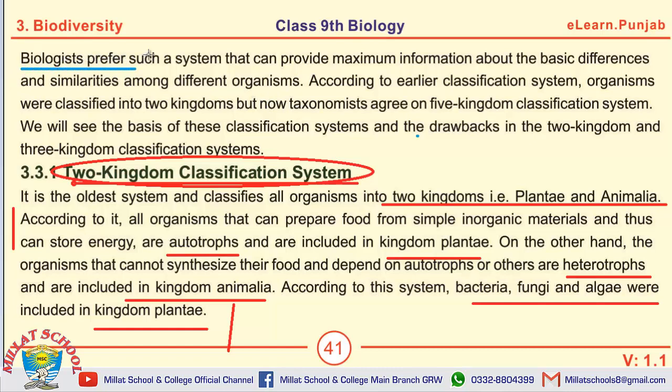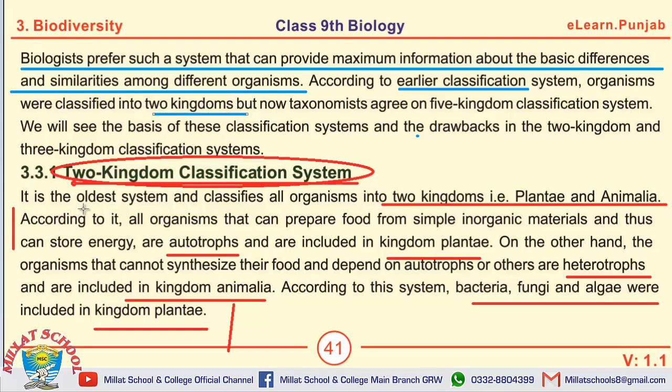Biologists prefer such a system that can provide maximum information about the basic differences and similarities among different organisms. The earliest system of classification was the two kingdom system, the oldest system, and it classifies organisms into two kingdoms, Plantae and Animalia. Plants are autotrophs while animals are heterotrophs. To which kingdom were bacteria, fungi and algae assigned according to the two kingdom classification system? The answer is kingdom Plantae.